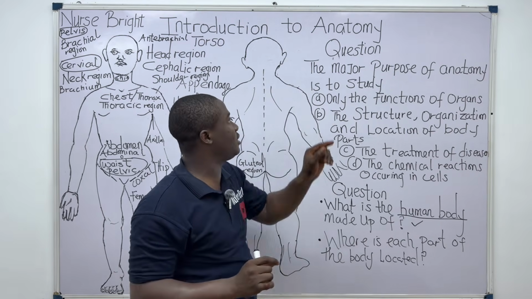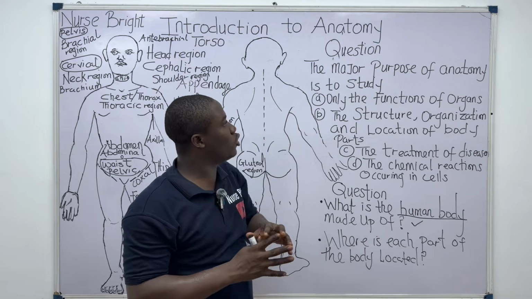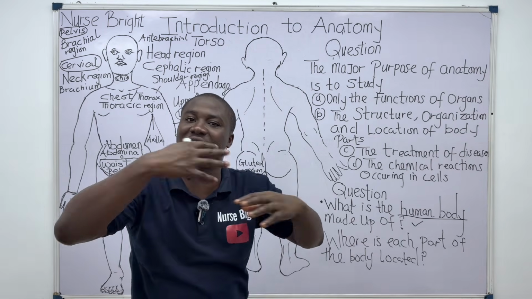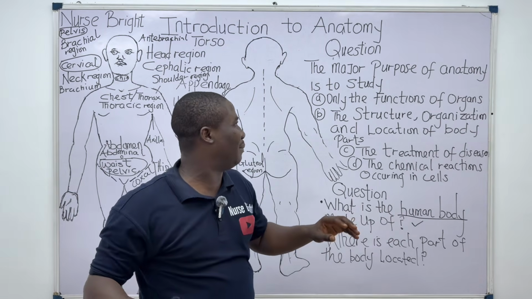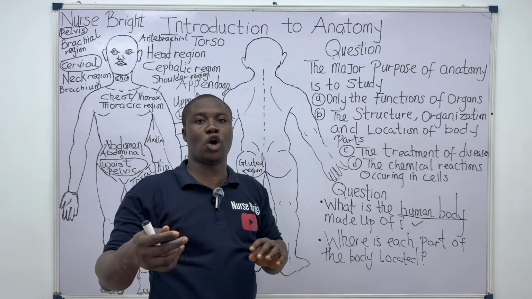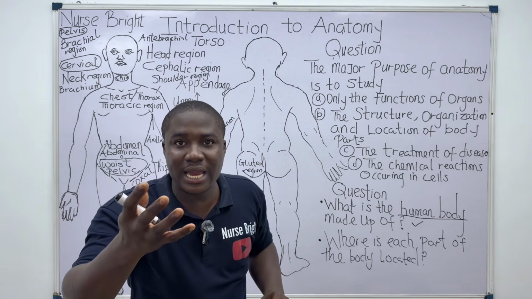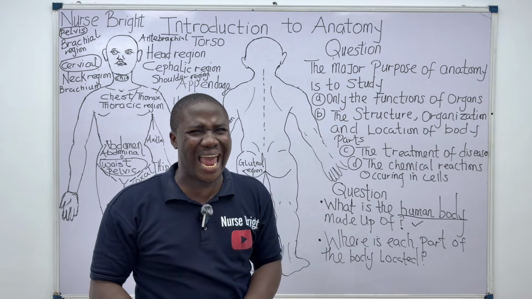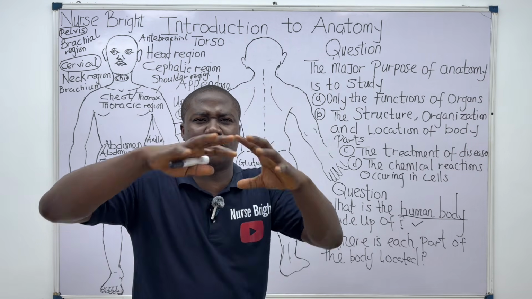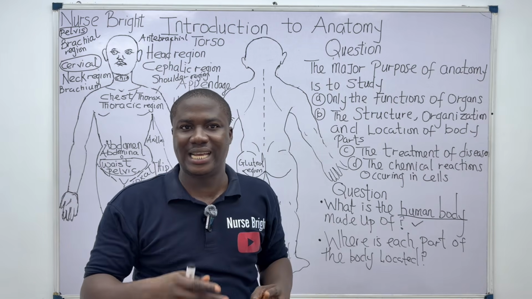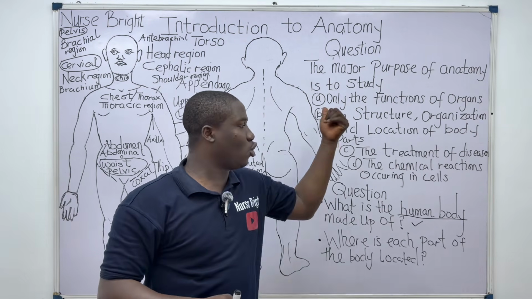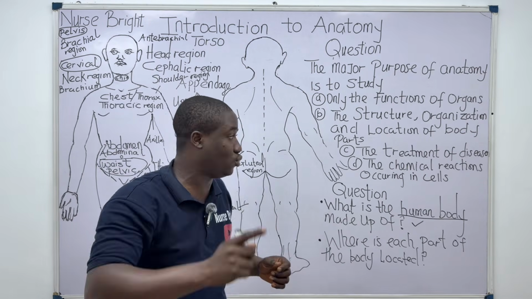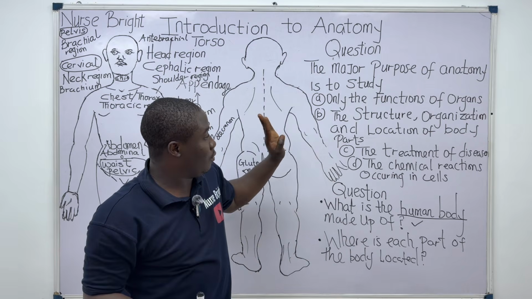Very easy. It says, the major purpose of anatomy is to study what? I've explained what anatomy is all about. Is it only the function of the organ? Is anatomy dealing with the study of the functions of organs? No, we said what deals with the study of the functions of the human body is physiology. So please don't go with option A. You know what to do, all right? I will not say much.